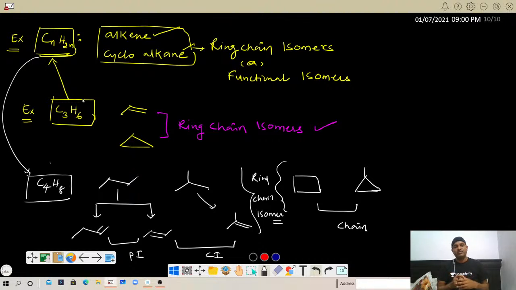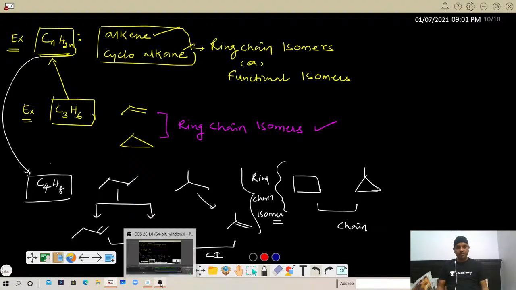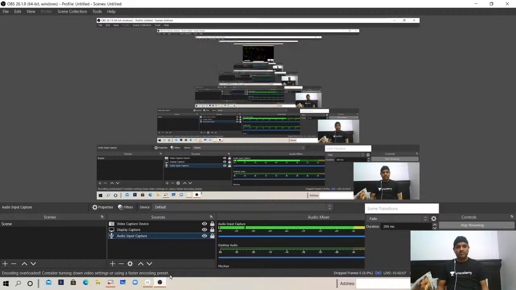Hope you understand. So with the molecular formula CnH2n, ring chain isomers are possible. So they are a type of functional isomers. Hope you understand. So in the next class we will continue with the remaining functional isomers, what are the molecular formulas, what are the possible isomers. Until then, thank you very much for watching my live class.